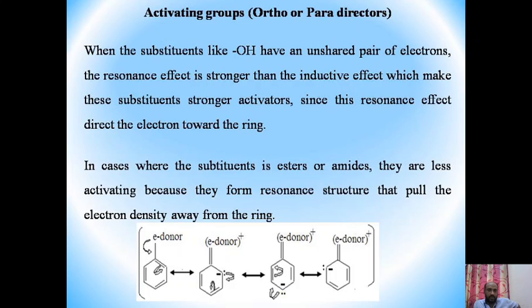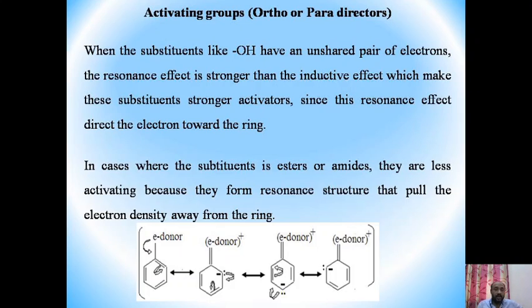Now you see, if the activating group is there, that means it is an electron donor in the following reaction. Once that activating group is present, it will donate electrons towards the benzene ring. As a result, that benzene will be more reactive. Why? Because the electron density inside the benzene ring will be more.